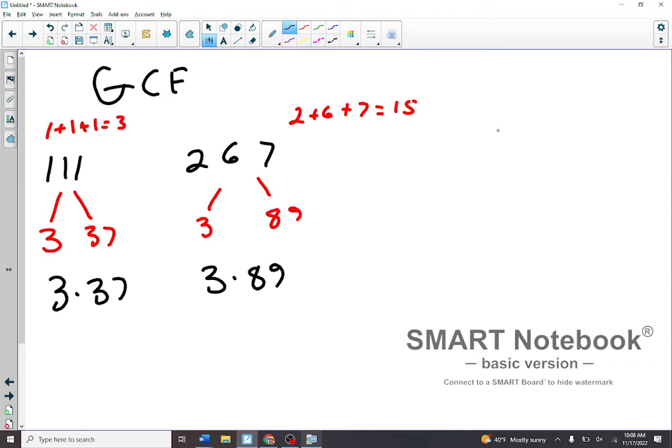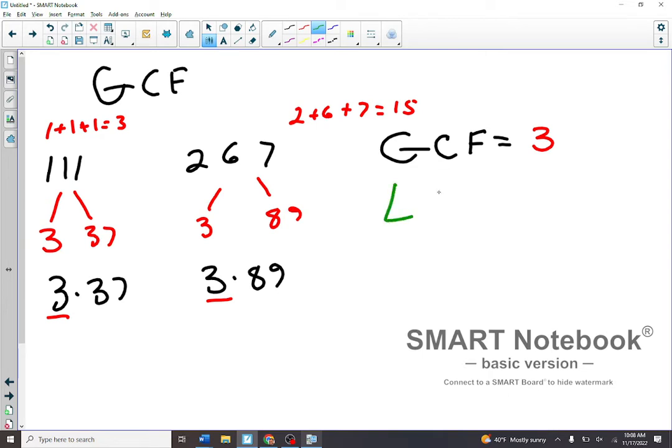So, well, if I want the greatest common factor between these, those are the ones in common. So what's in common between both of these? The 3. So 3 and 3. So the greatest common factor here is always 3. You use that number. And then you don't do 89 times 111 and 37 times 2.